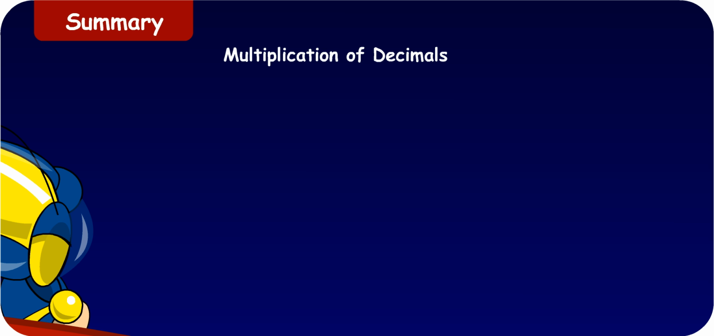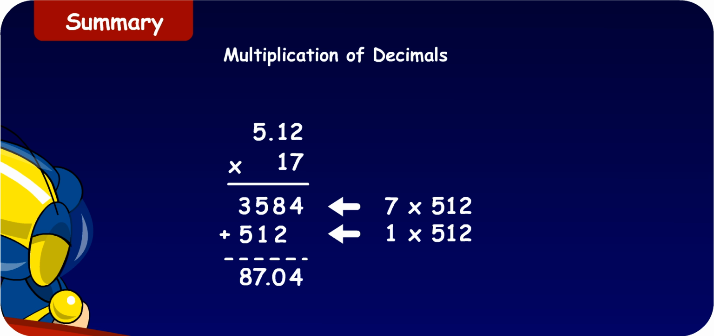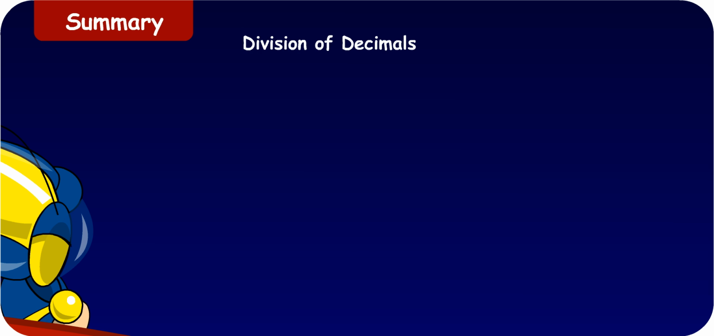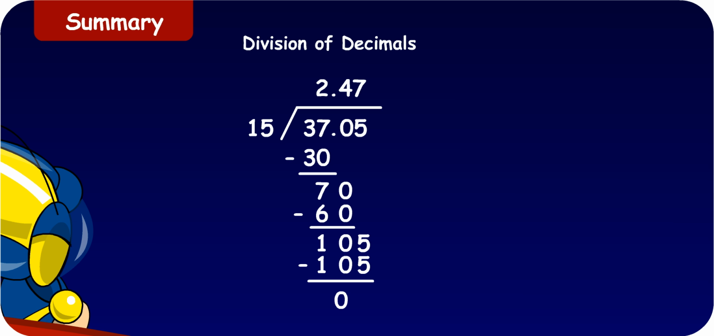Turbo Boy, what have you learned today? I've learned multiplication of decimals. When multiplying a decimal by a whole number, we do multiplication like that of two whole numbers. The decimal point in the product should align with the decimal point of the decimal. So, 5.12 times 17 equals 87.04. When dividing a decimal by a whole number, we divide like we would divide a whole number. The decimal point in the quotient should align with the decimal point of the decimal.